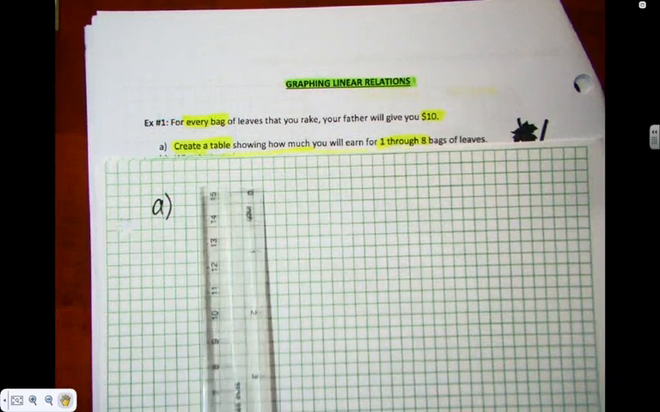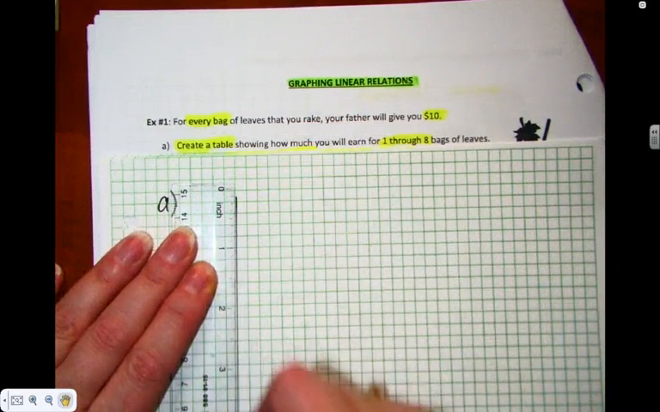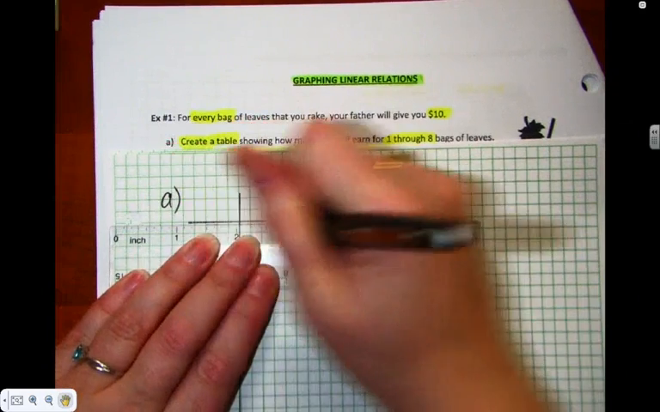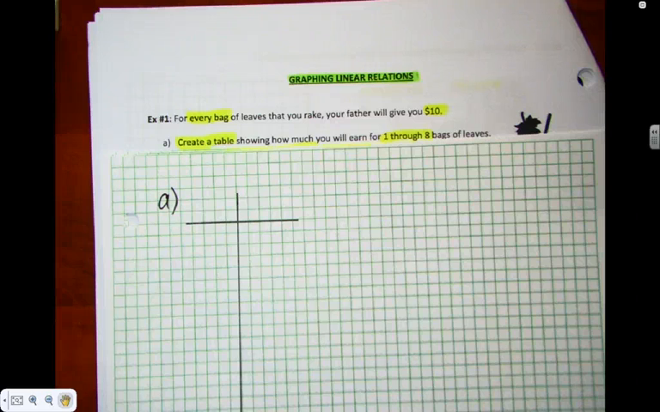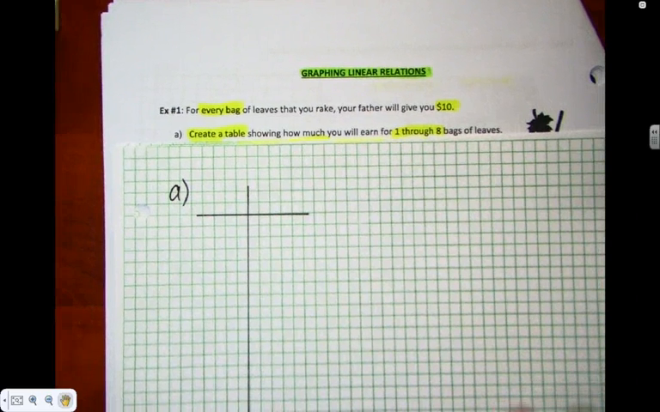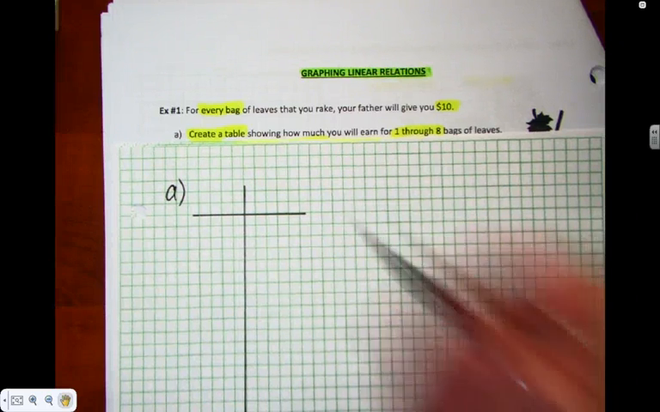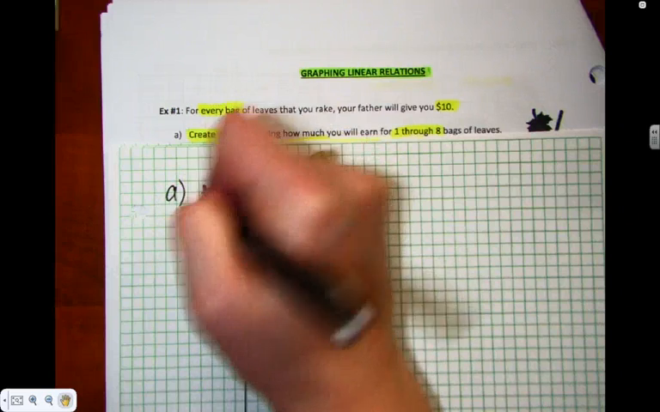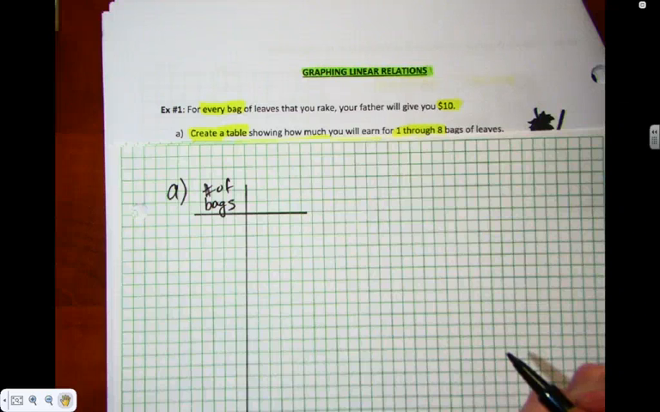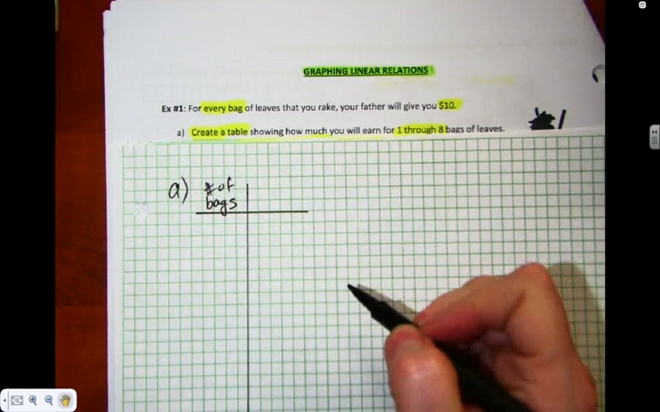I'm going to do a vertical table this time just because when we did this a couple days ago, I was doing them all horizontally. If you still like horizontally, there's nothing wrong with that. I'm just mixing it up. What are the two things going to be on our table? Number of bags. Money.